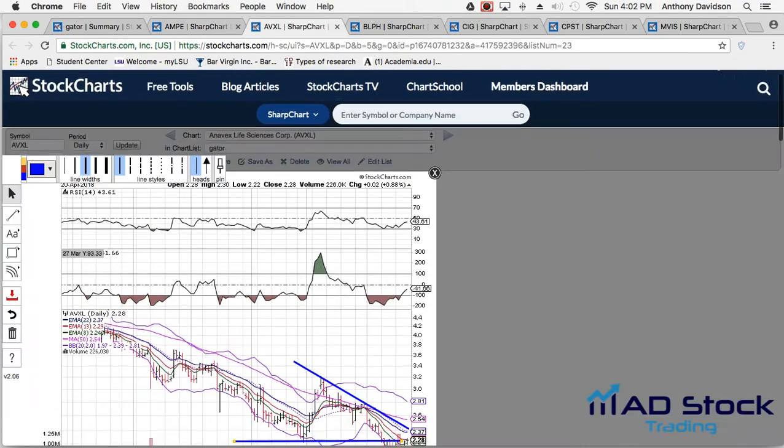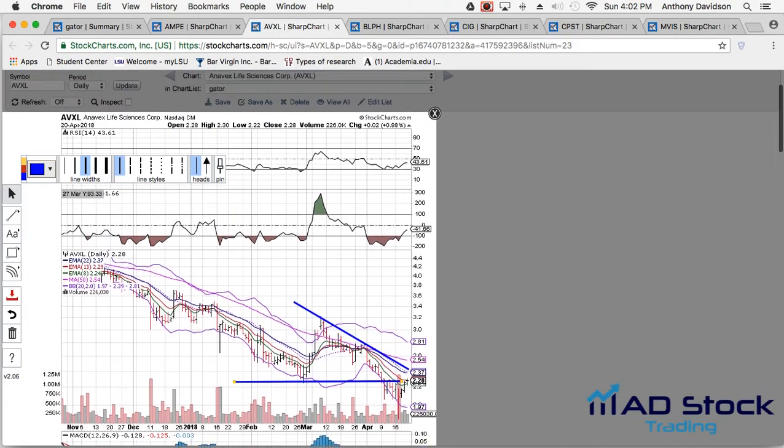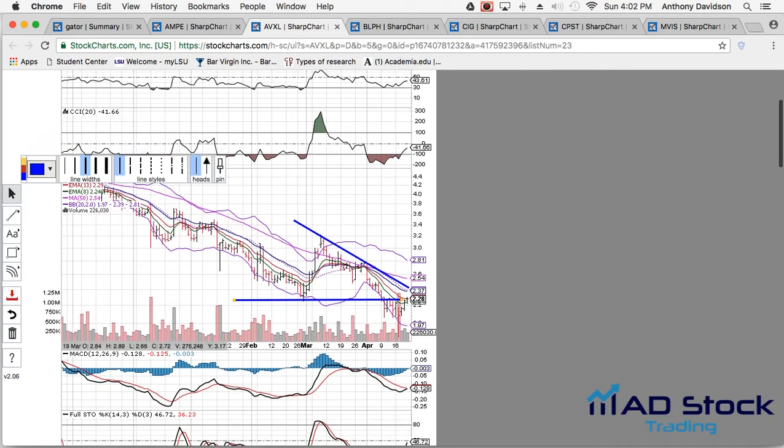So AVXL is another one. Again, the CCI and the RSI look good. We like the way it looks. You can see these dark blue lines on the top and bottom. The bottom's pretty flat, and this top line's kind of driving the wedge down.